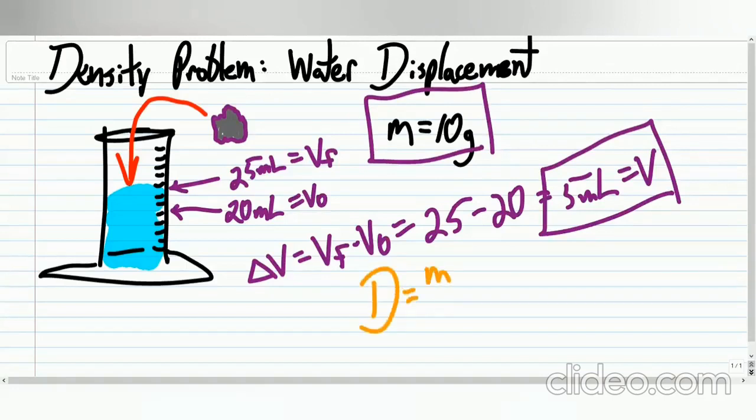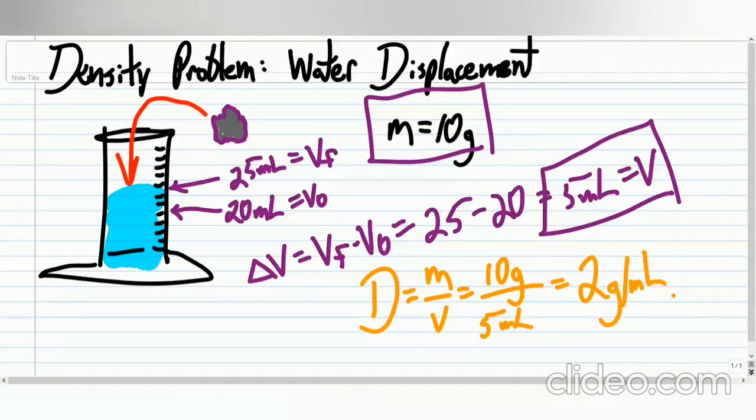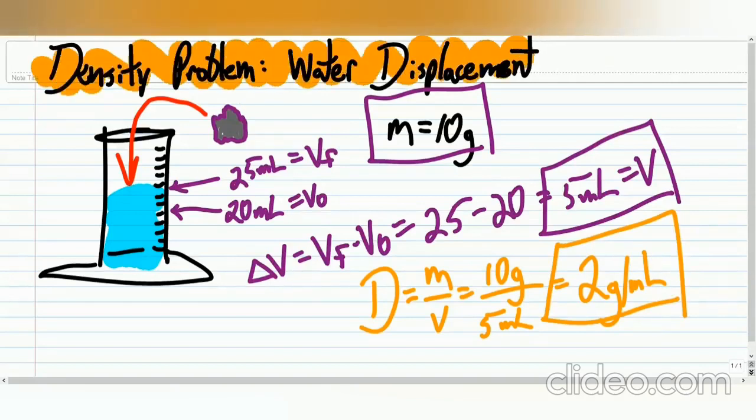D equals M divided by V. So we've got 10 grams divided by a volume of 5 milliliters. That gives us a density of 2 grams per milliliter. So that's how you solve a density problem with the water displacement method.